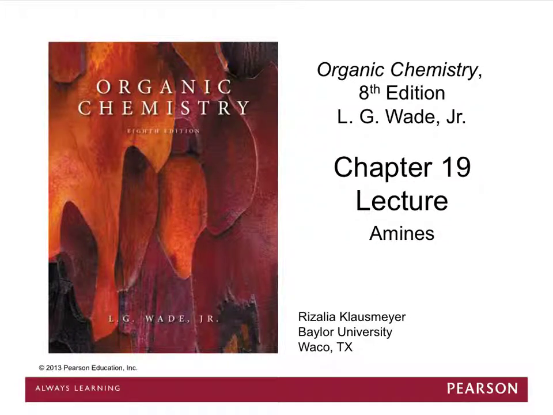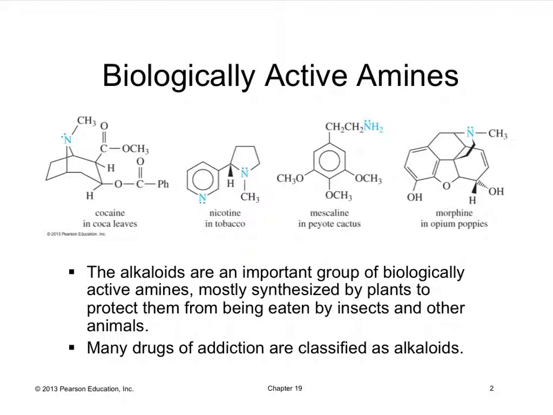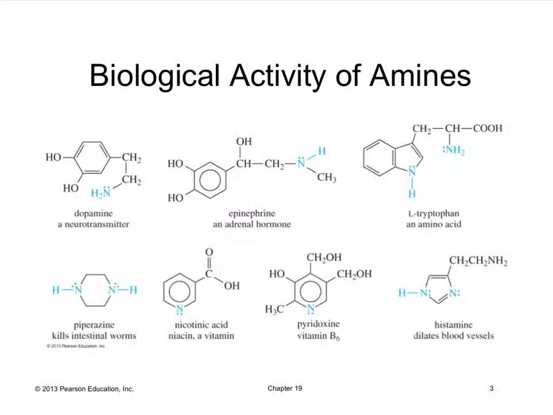So this is Chapter 19 on amines, Part 1. Here are some examples of biologically active amines. They're classified as alkaloids and often are addictive. They're synthesized mostly by plants, and they're used by plants to protect them from being eaten by insects and animals.